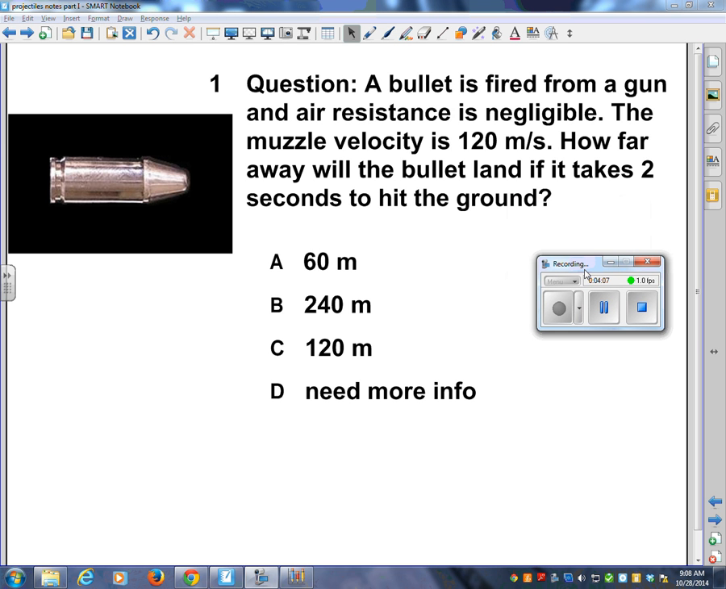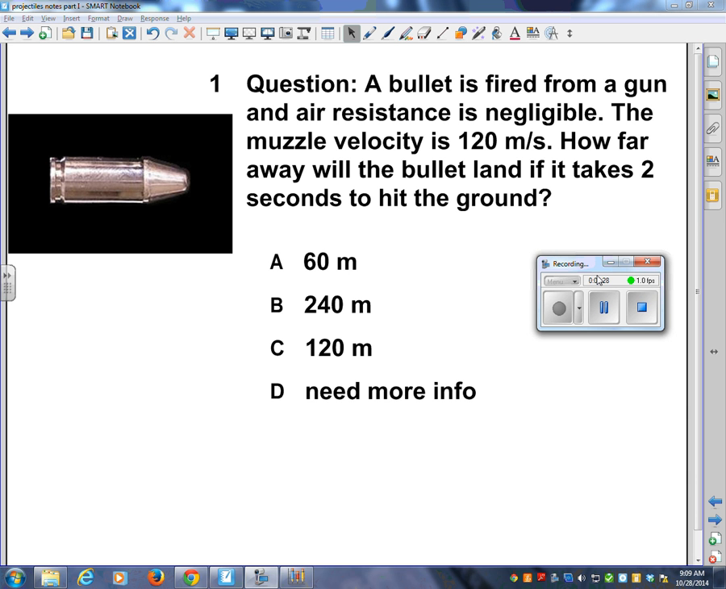Okay, so the question is, a bullet is fired from a gun and air resistance is negligible. The muzzle velocity is 120 meters per second. There's a word that you need to know, muzzle velocity. What do you think that means? Instant velocity at what instant? Right, at the initial, exactly. That's the speed that it leaves the muzzle, the launch speed.